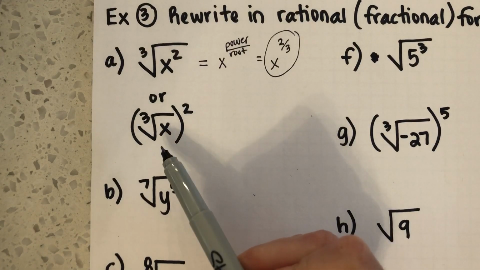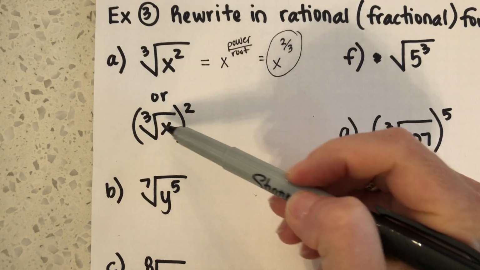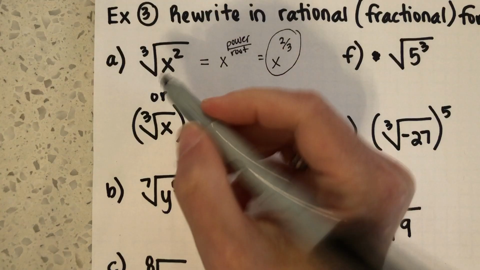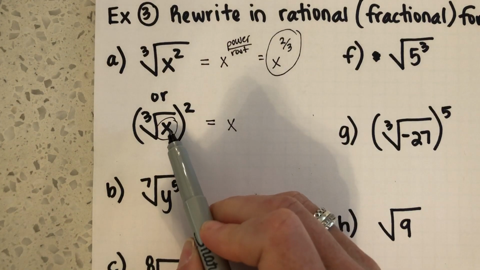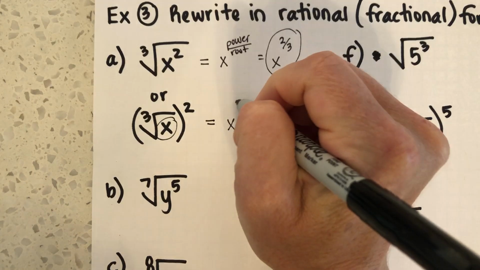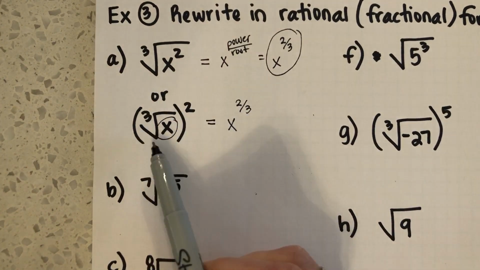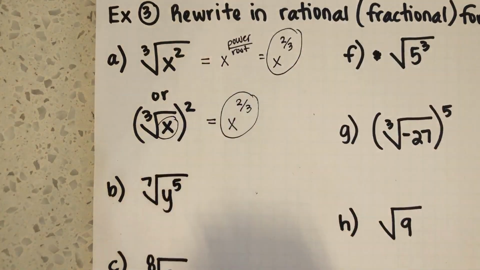All right, now here, sometimes they'll leave the power on the outside, like I said. So it's the 3rd root of x and then squared. So again, it's still going to be take whoever is under the radical, in this case, x. His power is outside now, so he still has a power of 2 over a root of 3. So either way they write it, you still get the same answer, okay? I just wanted to show you just in case you see that later.